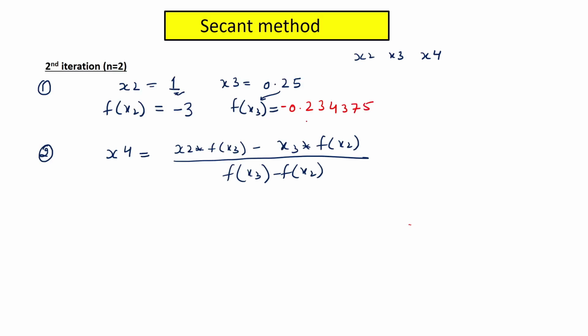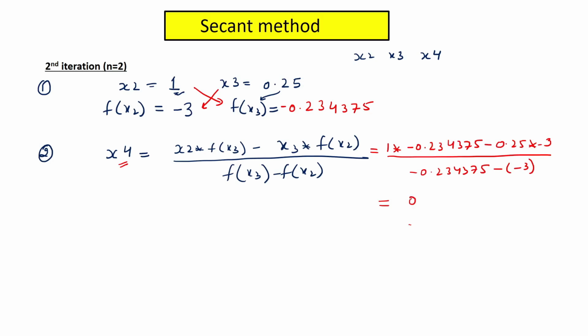The same thing I have written in the second iteration. Now put all these values in the second iteration to find the value of x4. Let's see what we are getting. I will be getting 0.18644 as the value of x4.